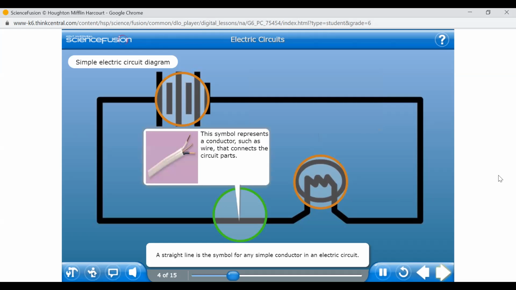A straight line is the symbol for any simple conductor in an electric circuit. These conductors connect the various parts of an electric circuit together so that electric charges can flow through them. In most cases, the conductor is a wire of conducting metal, such as copper. In circuit boards, the conductor may be a thin strip of conducting metal, such as copper, gold, or silver.